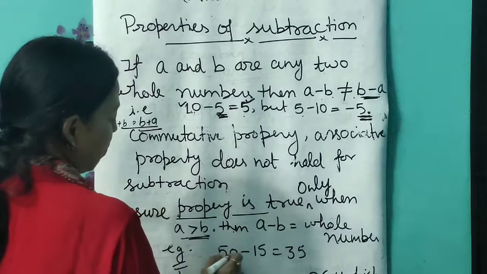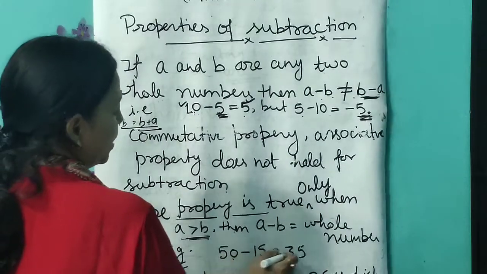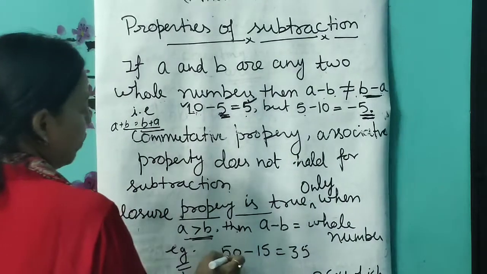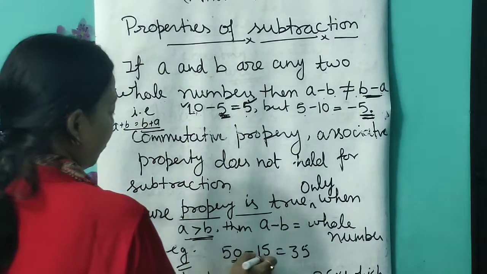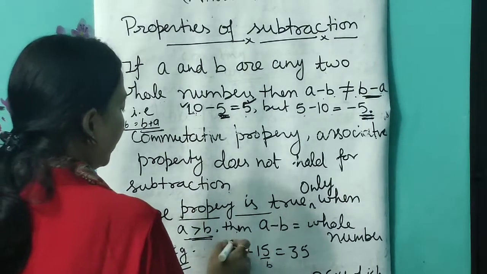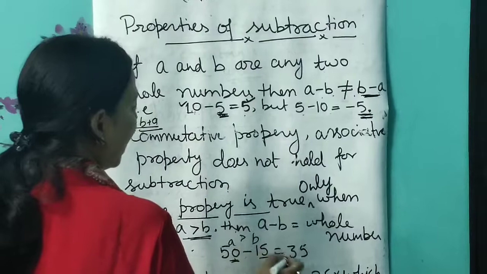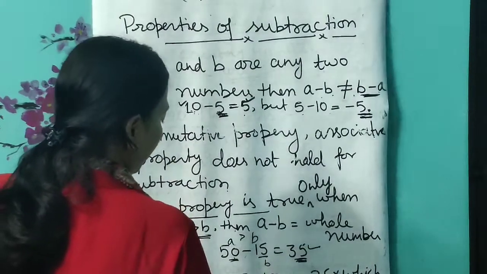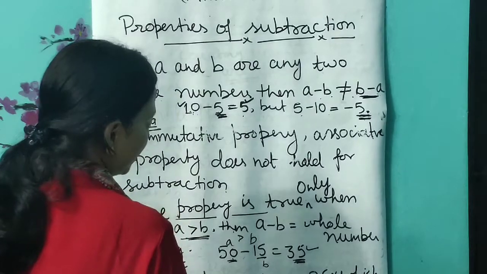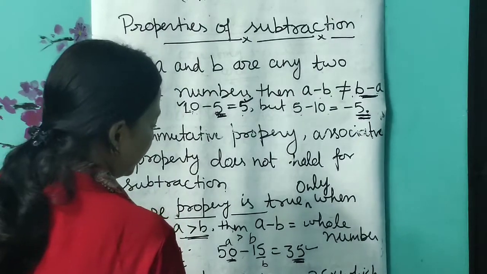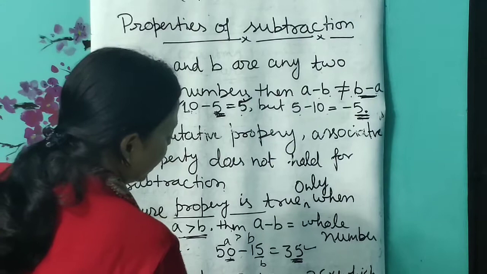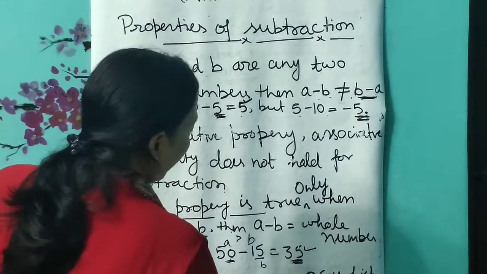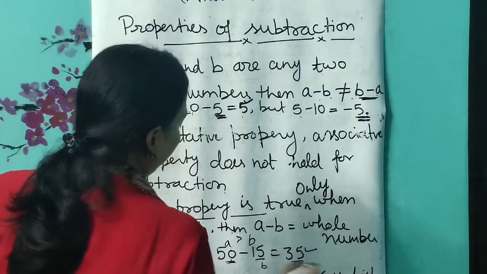Again, I have written one example: 50 minus 15 is equal to 35. Here you can see 50 is a and 15 is b, and a is greater than b. In that case, their subtraction will be a whole number. If a is less than b, in that case the answer will be negative, and this is not a whole number.